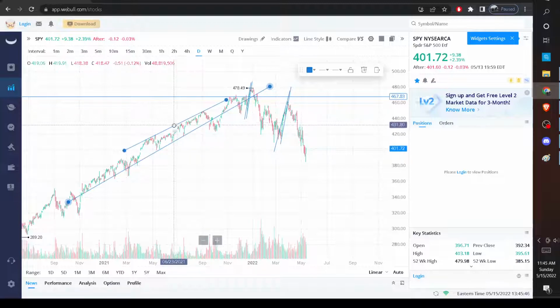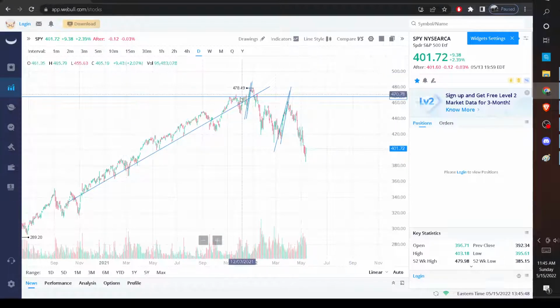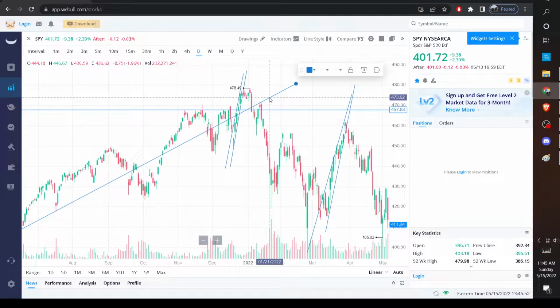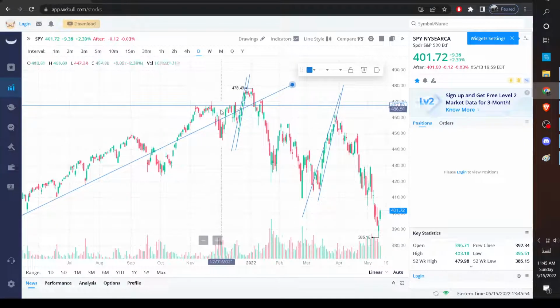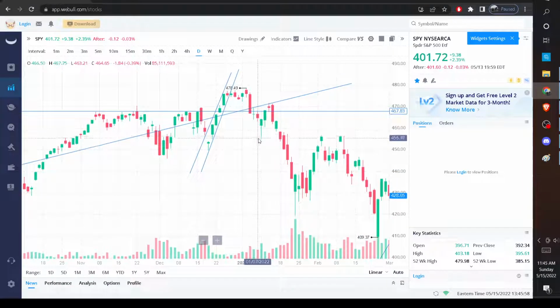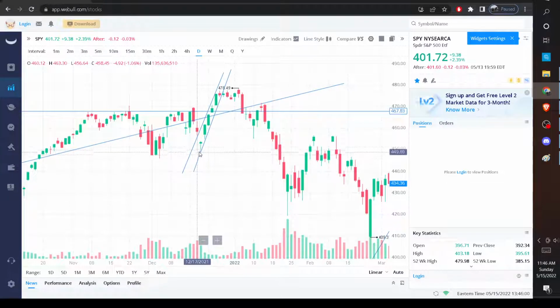So now we essentially have this trend line right here. Now we can work off this. So now the next area that I want to point out is this move right here.